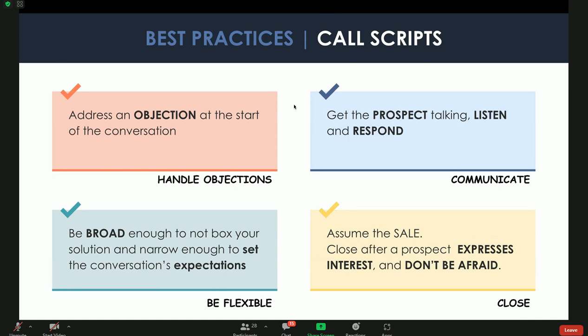So I highly recommend always addressing an objection at the start of the conversation. "Is this a cold call?" Don't give them the chance to ask that. "This is a cold call. You've never heard from me before." Things like that are huge.